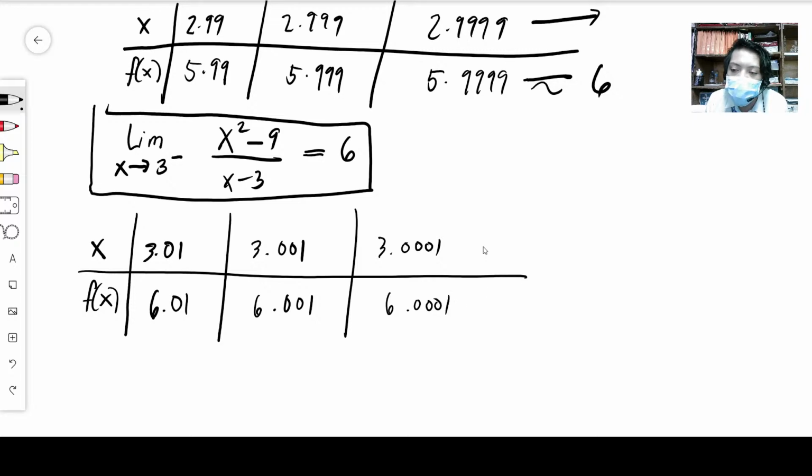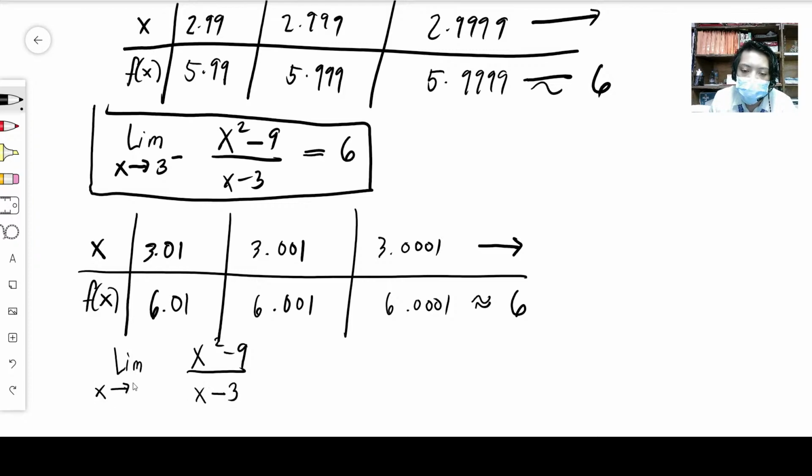As x keeps approaching 3, this is almost equal to 6. Oh, you see? Right? The limit of x squared minus 9 over x minus 3 as x approaches 3 coming from the right is equal to 6.